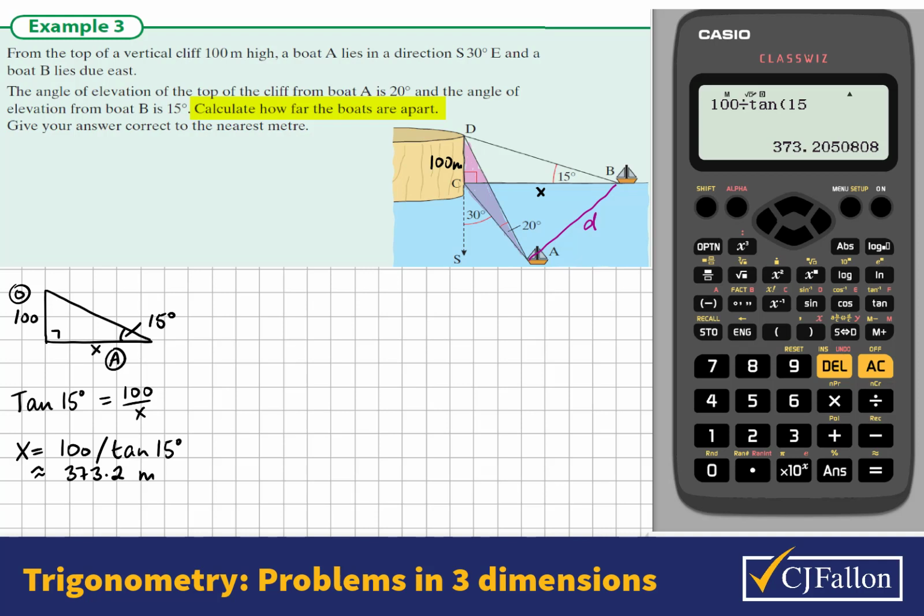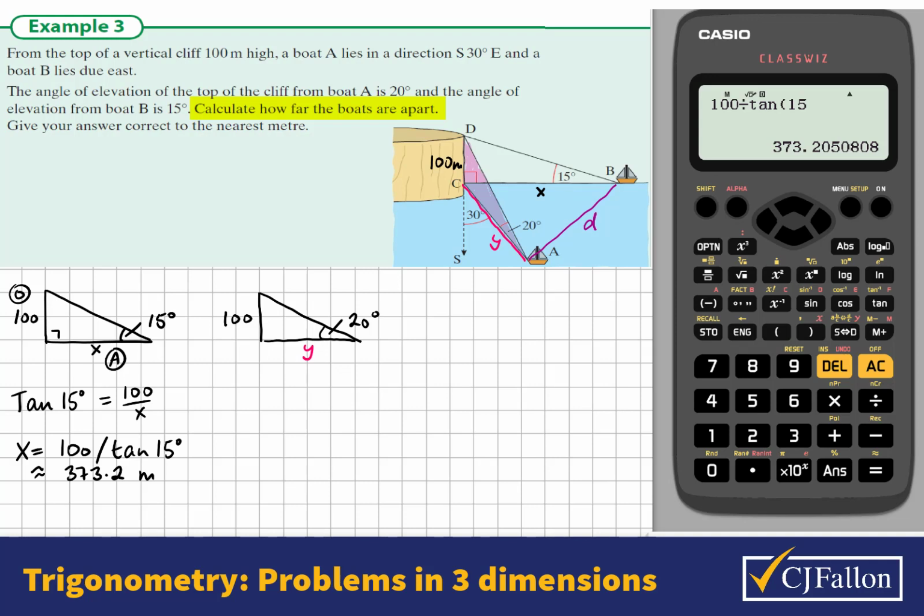Now, if we consider this pink triangle here, this is also a right angle triangle because the cliff face is vertical with the sea. So we have a cliff face of 100 meters and we have an angle of 20 degrees that is opposite to this 100 meters. I'm interested in the edge AC because this is part of the triangle that's on the sea floor. Let's call AC, let's call it Y. So we'll call this side Y.